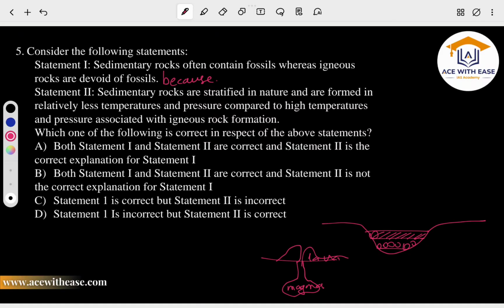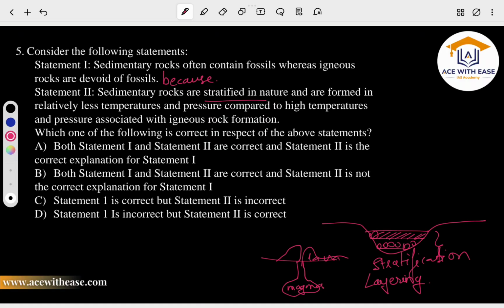Second, sedimentary rocks are stratified in nature. Can you see this diagram? I have drawn different types of sedimentary rocks. It means that there is stratification, which means layering. They are formed at relatively lower temperature and pressure compared to the high temperatures and pressures associated with igneous rock formation.